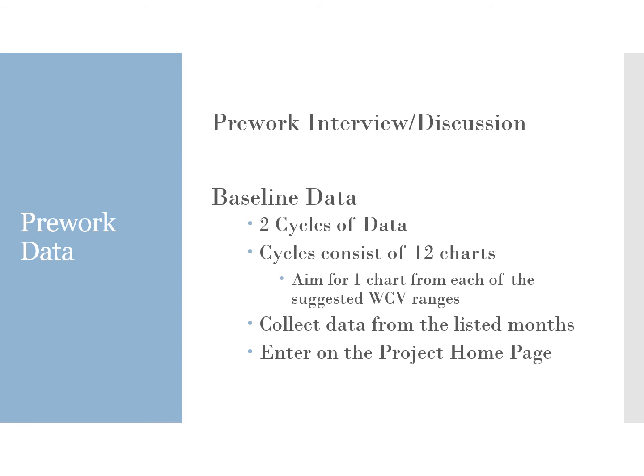The cycles will consist of 12 charts, and you'll be aiming for 1 chart from each of the suggested well-child visit age ranges. You'll be collecting data from the listed months. This baseline data will be retrospective, coming from August and September of this year. And then you'll go to enter the data on our project homepage in the Quality Improvement Data Aggregator called QIDA. I'll say that moving forward because Quality Improvement Data Aggregator is a mouthful.